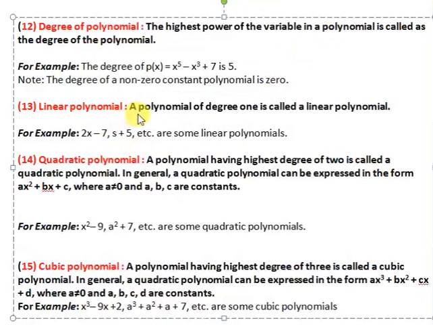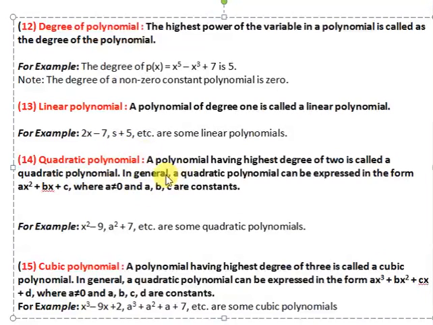Now next, linear polynomial. As the name suggests, a polynomial of degree 1 is called a linear polynomial. Here the degree was 5, so it is not a linear polynomial. For example of a linear polynomial, 2x minus 7. Here the variable is x and its degree is 1, so this is a linear polynomial. Here see the polynomial s plus 5. The variable is s, the degree is 1, so it is also an example of a linear polynomial.